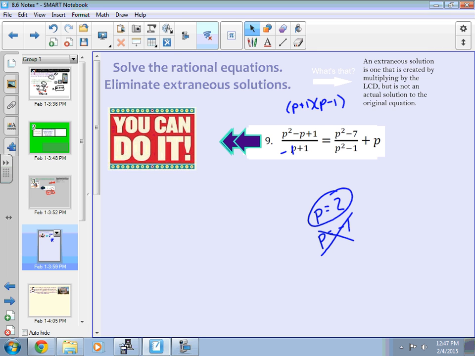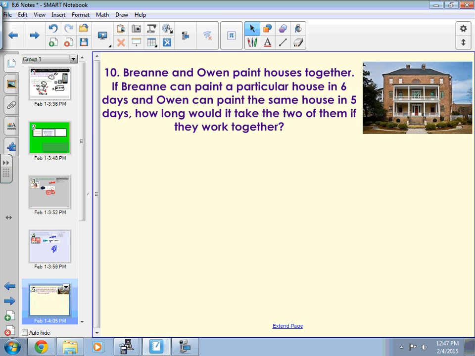All right. Where this would come up would be problems like this. You would need to solve some of these rational problems if you got to one like number 10. Let's read through it. It says Brienne and Owen paint houses together. If Brienne can paint a particular house in 6 days and Owen can paint the same house in 5 days, how long would it take the two of them to work together?